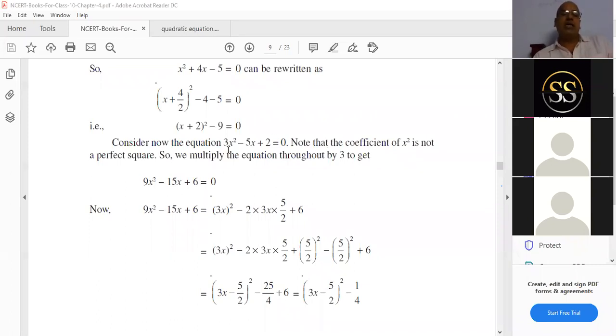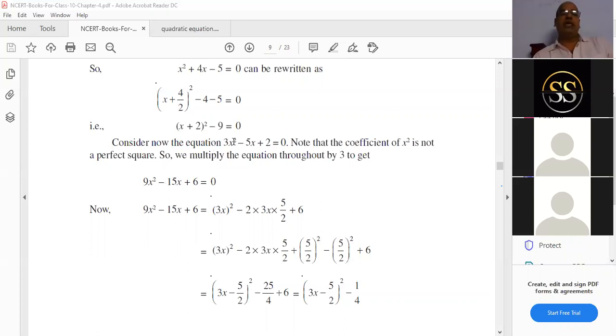Here 3 is there. Here I want to get a perfect square. If a perfect square is already there, you don't need to multiply. Remember that. Here the perfect square is not there, so we have to make it a perfect square. Note that the coefficient of x square is not a perfect square, so we multiply the equation throughout by 3 to get a perfect square.